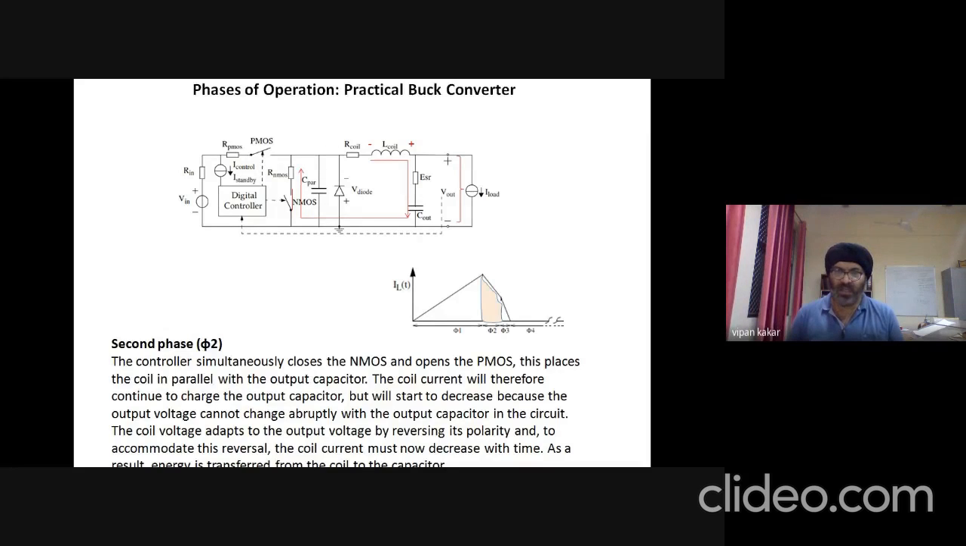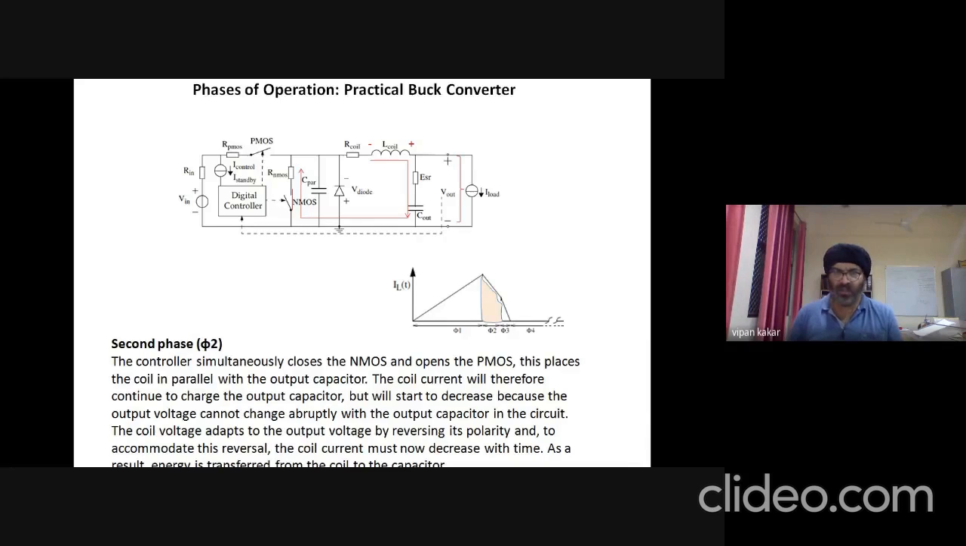Now this inductor, as we already know, will act as a source of energy. It reverses its polarity and starts to flow current through the load in the same direction, as shown by the red arrows here. So after phase 1, in which the inductor current was increasing because of the energizing of the inductor, it reaches its maximum value here. It means the inductor was completely energized.